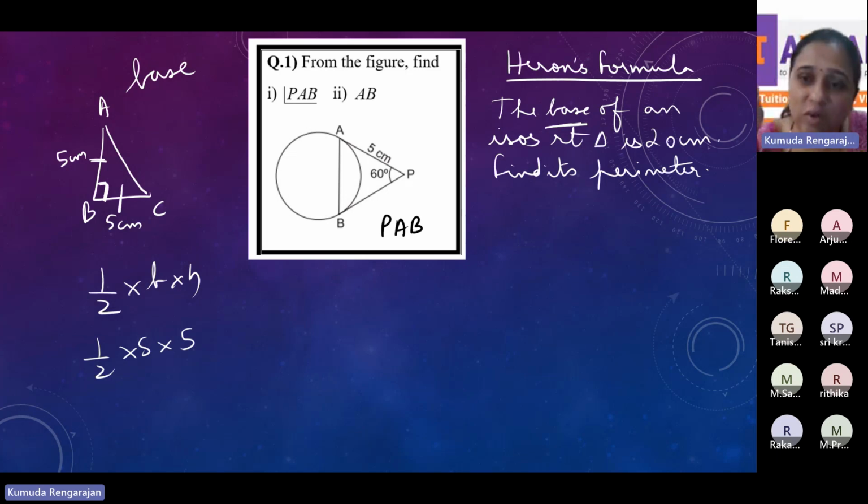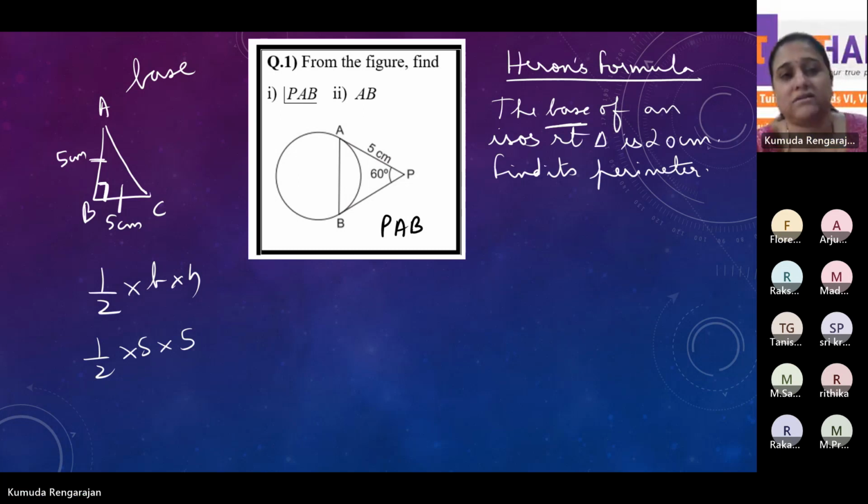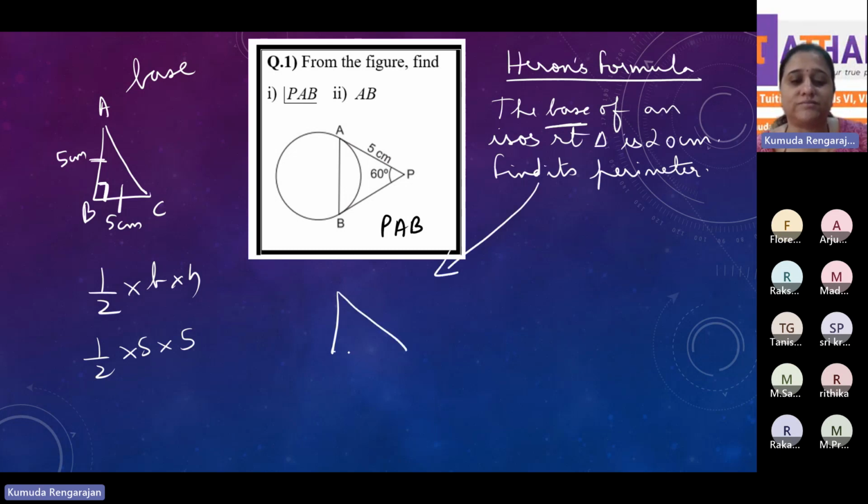If in the question you have this term, base of an isosceles right triangle is 20 centimeters, where will you mark 20 centimeters? Is AB 20 centimeters? Is BC 20 centimeters? Or is AC 20 centimeters? In this situation, when the word base is used, it refers to the hypotenuse only. So for this question, you'll have to draw the figure like this.